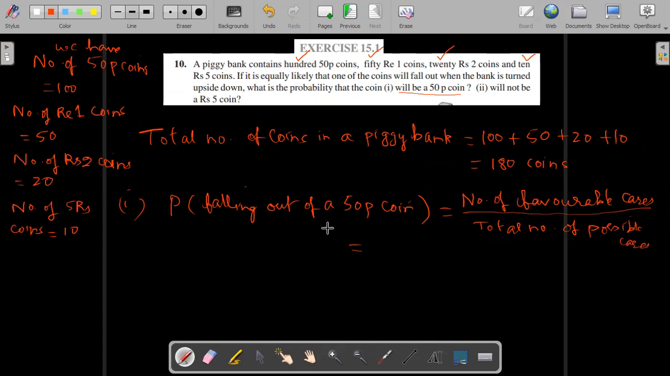So favorable cases means 50 paisa coin. How many 50 paisa coins are there? 100. So favorable cases are 100, and total number of cases are 180. So 100 by 180. That means 0 and 0 will cancel. 2 5s are 10, 2 9s are 18. So 5 by 9.